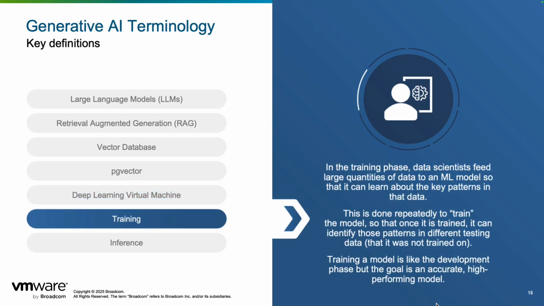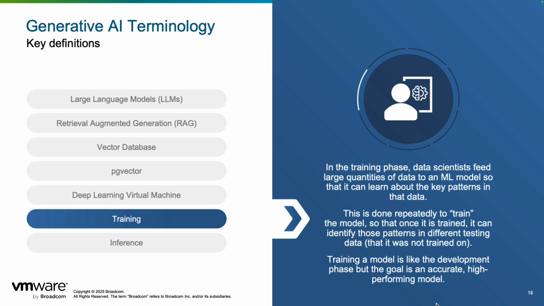Two terms that you've probably heard a lot about in the industry are training and inference. For us, actually, training, it's important to understand it, but inference is where we're going to spend most of our time. So, as I mentioned previously, a set of data scientists feed large quantities of data to that machine learning model so that it can learn the patterns in the data. What patterns come up the most? Do GPUs come up in the context of VMware, for example? This is done repeatedly over and over again so that the model becomes trained on those patterns. And once it's trained, it can identify these patterns in different testing data. So data that it was not trained on, for example.